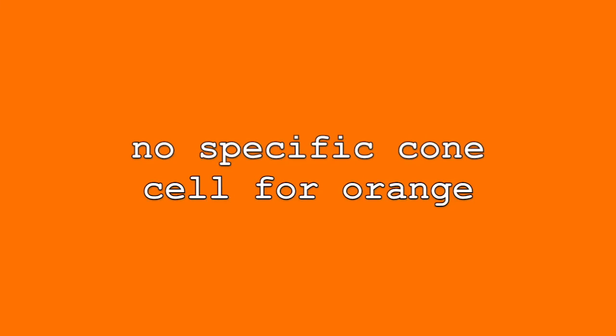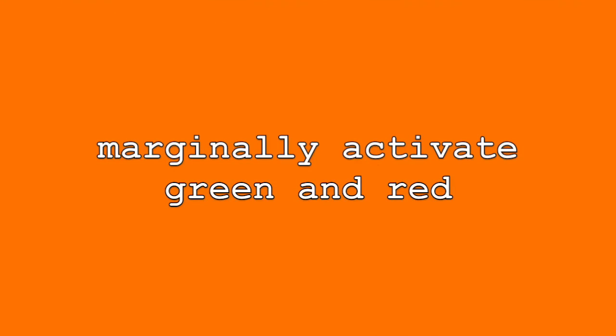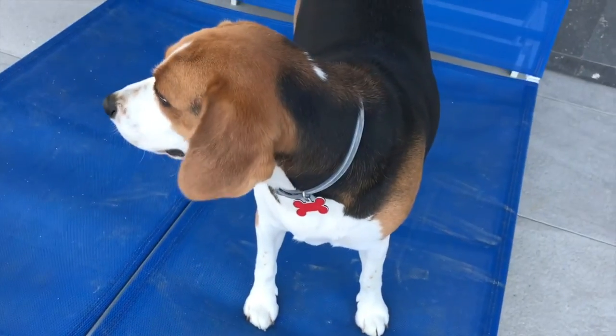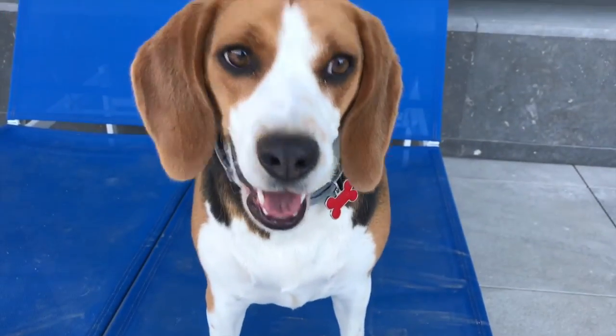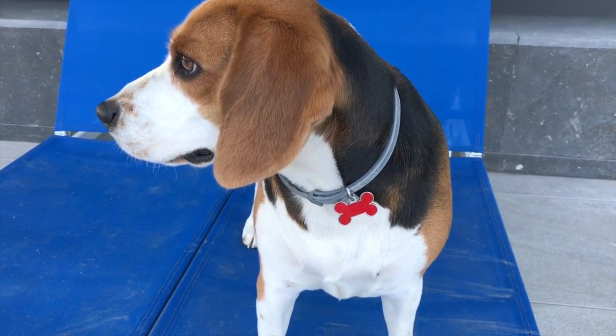Notice that there are no specific cone cells for colors like orange, so what the brain does is marginally activate both green and red cone cells in order to match the specific wavelength required to see orange, which is in between the wavelengths of both green and red. So now you see why we interpret different things in living organisms in a certain color, and hopefully you understand the rest of the electromagnetic spectrum that is invisible to the naked eye.